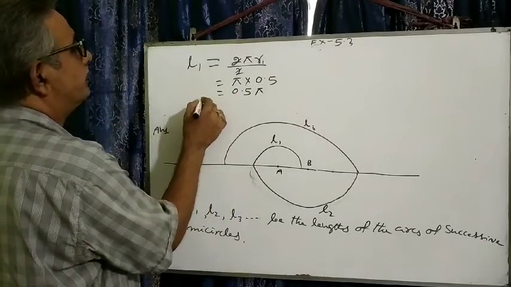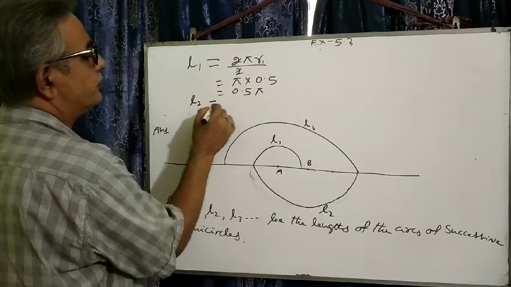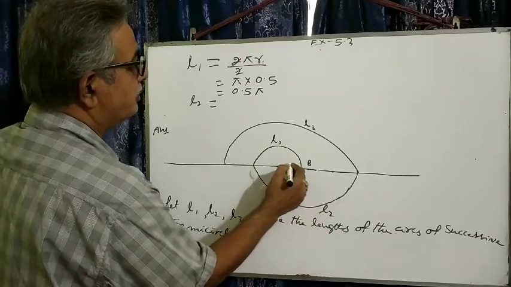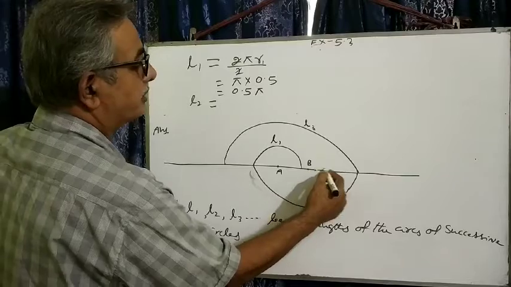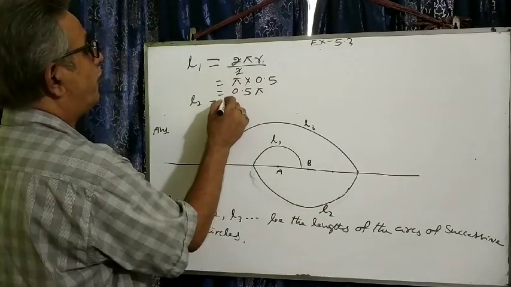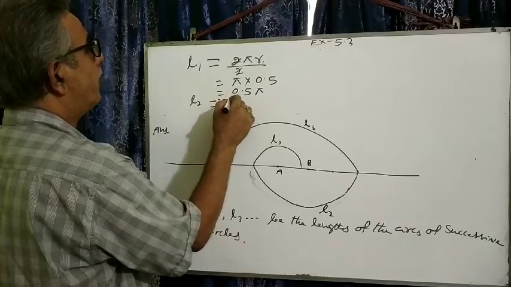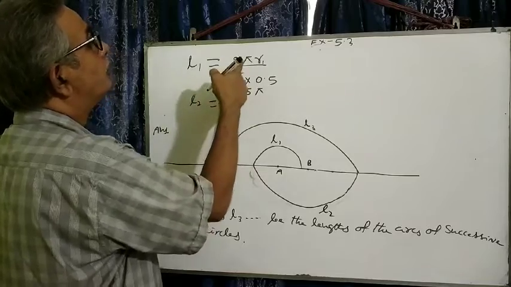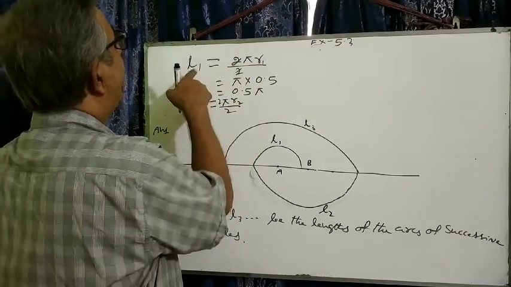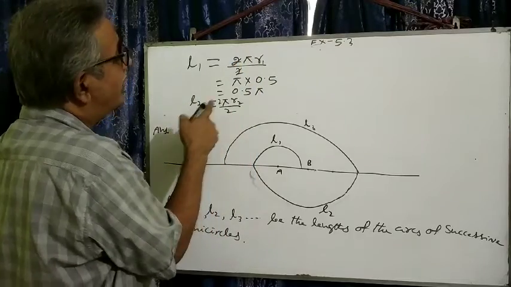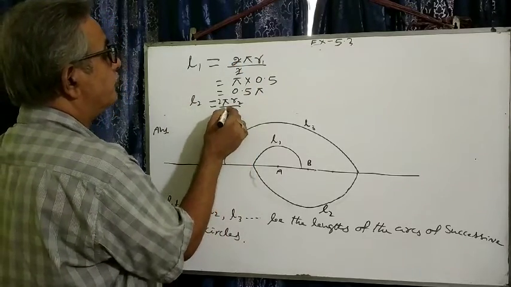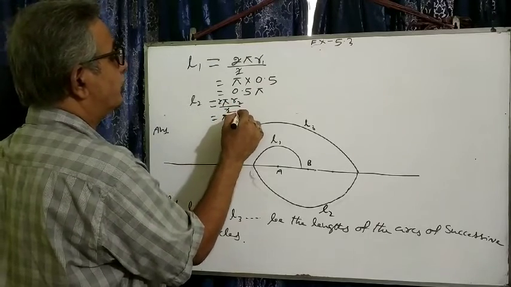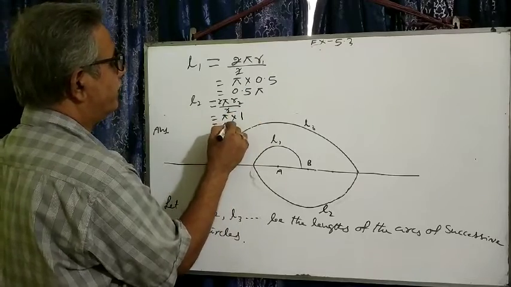L2 is equal to how much? L2 means this one. What is the radius here? This radius is 0.5, but here the radius will be larger, 1 centimeter. So L2 is 2 pi R2 by 2. 2 pi r means the circumference, and L1 is half of the circumference, L2 is also half of the circumference. The 2 cancels, and instead of R2 you have 1 centimeter, so you are getting pi.